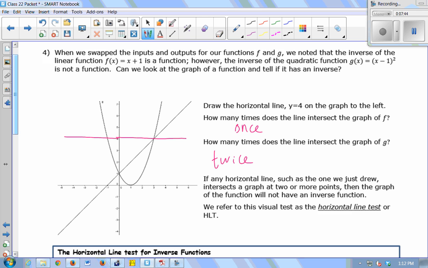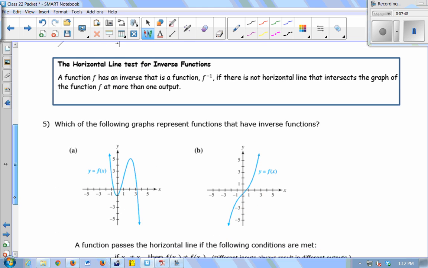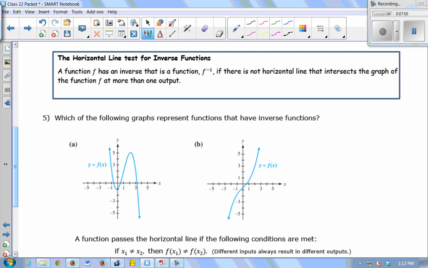So we refer to this visual test as the horizontal line test, or HLT. And it just says a function f has an inverse that is a function, f inverse, if there is no horizontal line that intersects the graph of the function f at more than 1 point.